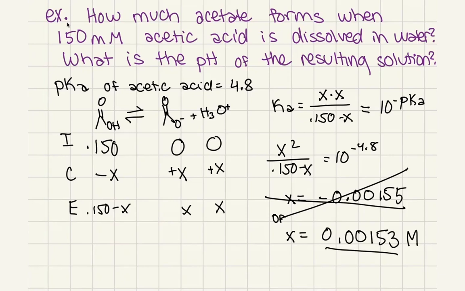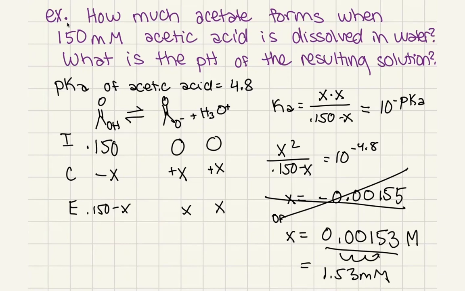And so our concentration of our acetate is going to be equal to X, and our X is equal to 0.00153 molar. And in order to compare it to the amount of acid, let's think about it in millimolars. If we want to think about it in millimolars, we're going to multiply by 1,000, 1, 2, 3 moves of our decimal point, and we're going to get 1.53 millimolar.